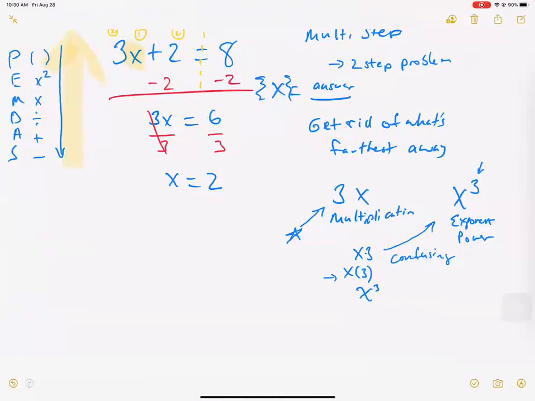Great. So let's go ahead and continue with this multi-step equation idea. So let's do one more problem.